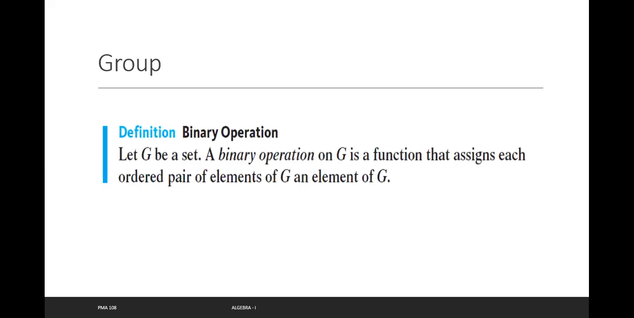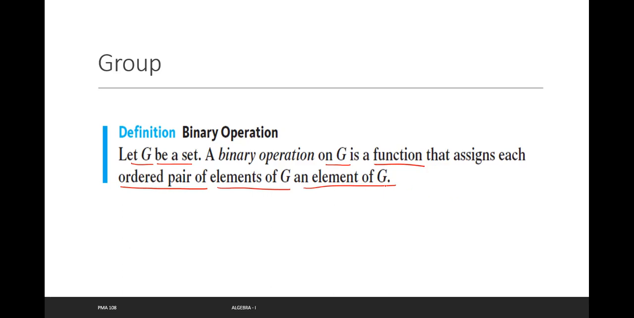So let's see, what do you mean by a group? Before understanding a group, let me define binary operation. So what do we mean by binary operation? In the beginning we have a set. Let G be a set. A binary operation on G is a function that assigns each ordered pair of elements of G an element of G. So it's a very abstract definition.